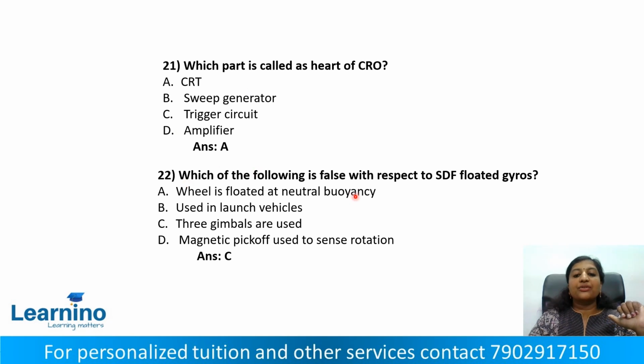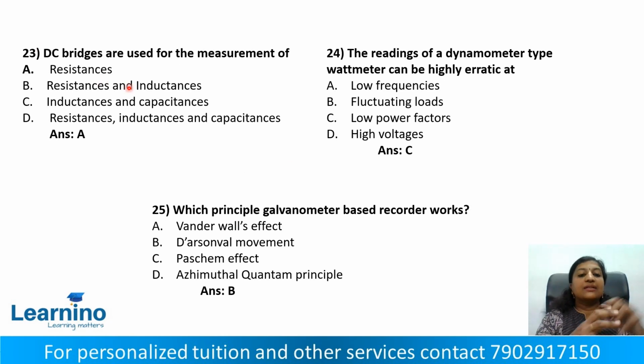Question number 22. Which of the following is false with respect to the SDF floated gyros? Wheel is floated at neutral buoyancy used in launch vehicles. 3 gimbals are used and magnetic pickoff used to sense rotation. The false statement about SDF floated gyros is option C. Question number 23. DC bridges are used for the measurement of resistance mainly. AC bridges are for inductance and capacitance.